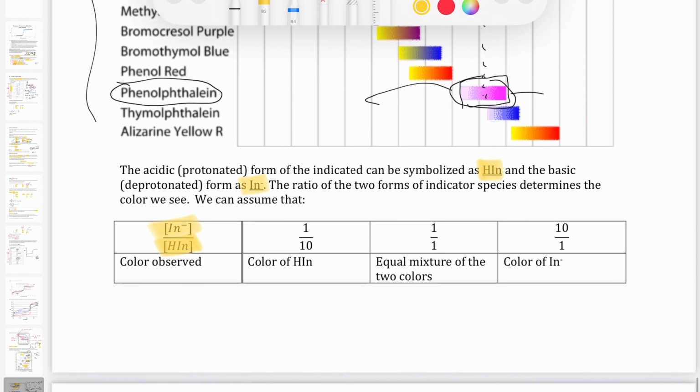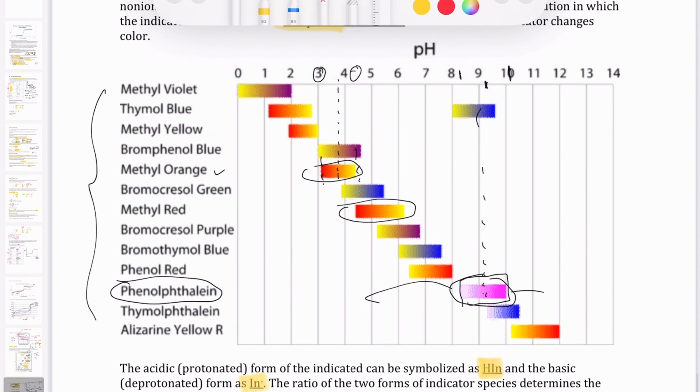And it just looks like this. So if the IN minus is much less than the HIN, in this case 1 to 10, so there's 10 times HIN for every one of the base, then the color we observe would be just the color of the HIN. And the color of the HIN is just the color on the left side of this chart right here. So for phenolphthalein, the color of the HIN form is colorless, whereas for something like methyl orange, the color of the HIN form would be red.